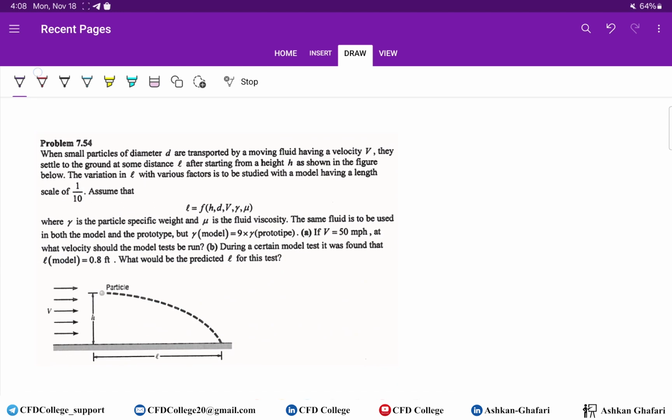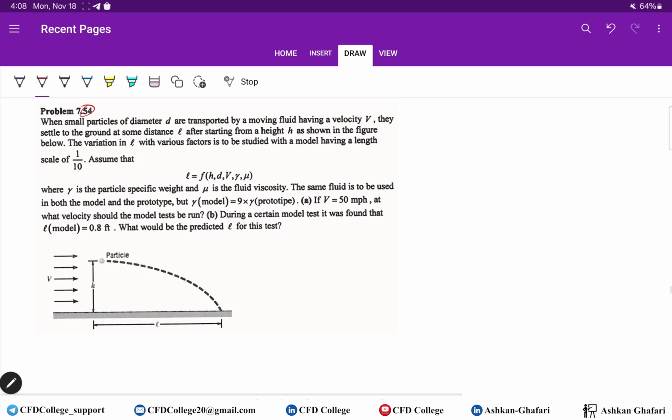Let's go to the next problem, problem number 54. When small particles of diameter d are transported by a moving fluid having a velocity V, they settle to the ground at some distance L, after starting from a height h. So here, velocity, length L, and height h. The variation in L, in the length, with various factors is to be studied with a model having a length scale of 1 to 10.